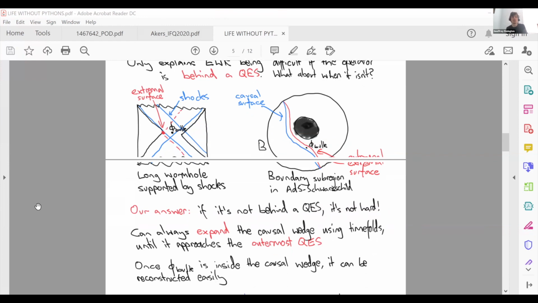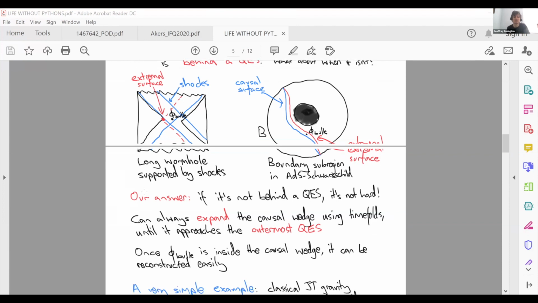Okay. So our answer to this question is going to be that if the operator is not behind a quantum extremal surface, then even if it's not in the causal wedge, we can still reconstruct it easily. And in fact, the way we can reconstruct it is to do exactly this process where we change boundary conditions going forwards and backwards in time, gradually expanding the causal wedge each time until it gets very, very close to the outermost quantum extremal surface. Okay, so that's the vision.